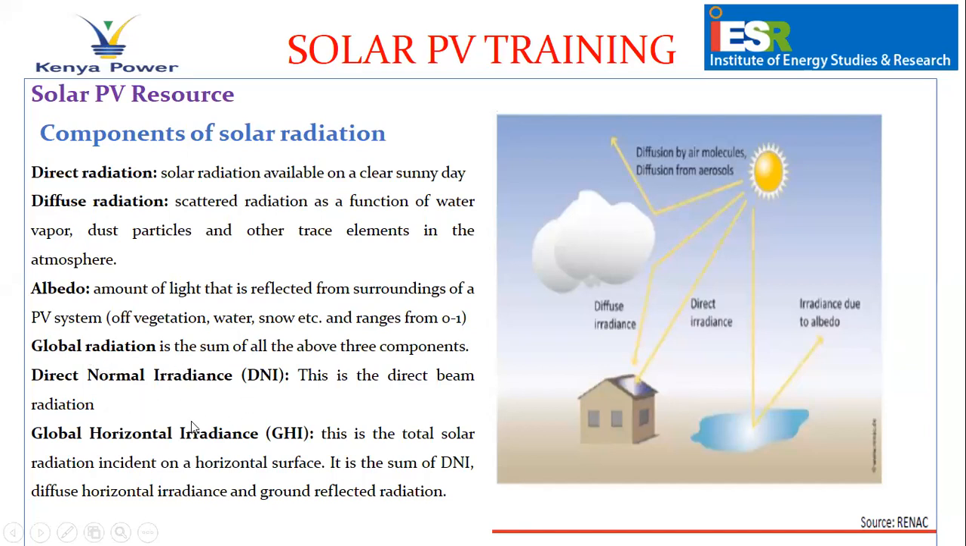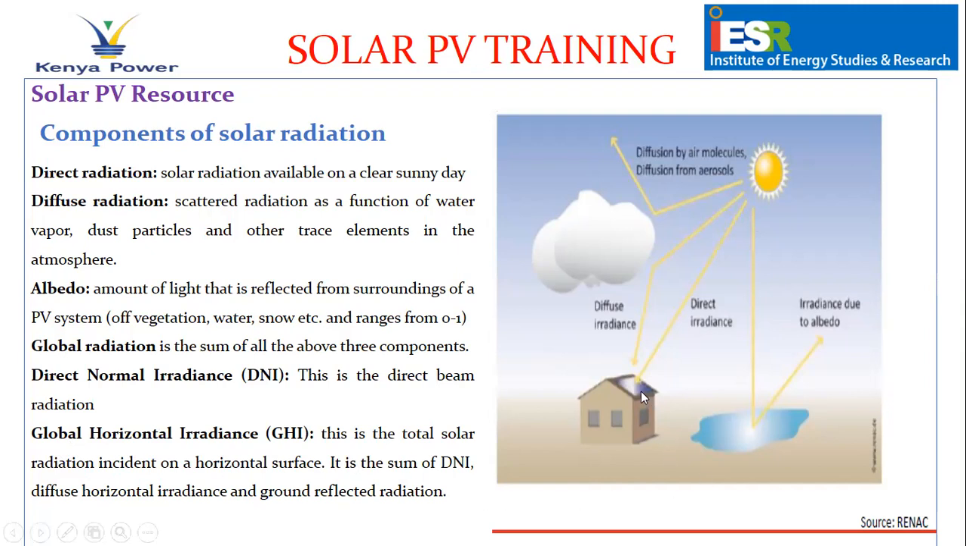We have the DNI, which is the direct normal irradiance. We consider that one to be the one coming from the direct beam of light or radiation from the sun. And then the last one is the global horizontal irradiance, which is the total solar radiation incident on the horizontal surface. How do we get it? You add the DNI to the diffuse horizontal irradiance to the ground reflected radiation.